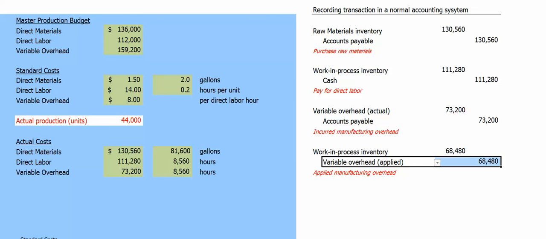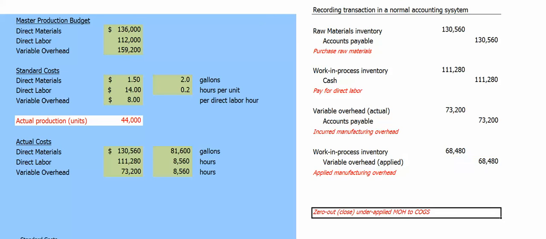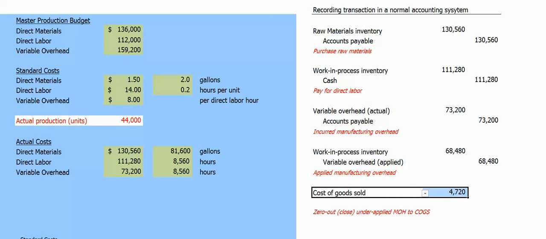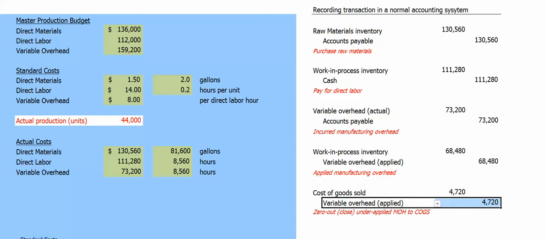And always notice our actual overhead of $73,000 doesn't equal our applied overhead of $68,000, so we would have closed out or zeroed out any underapplied manufacturing overhead to cost of goods sold. So we'll debit cost of goods sold for $4,720, and we will credit variable manufacturing overhead applied for $4,720. And again, this is how we would record transactions in a normal accounting system.